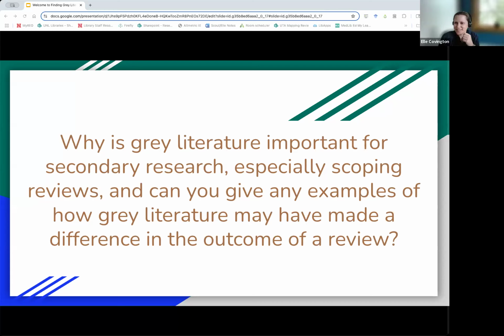Absolutely. And that's why that's so important. I mean, that's like the purpose of systematic and scoping reviews, right? Is to find that best evidence. And if you're not looking at the null results, those other things, how are you going to find that best evidence?